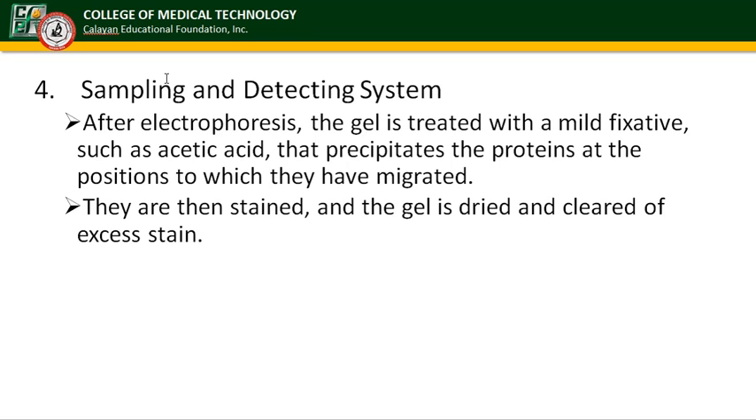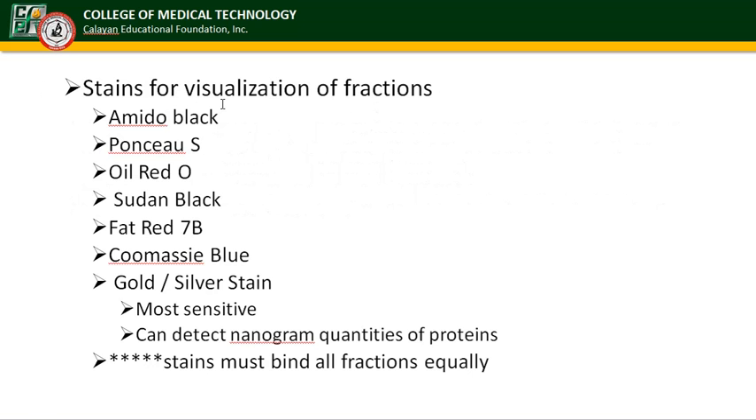So, they are stained and the gel is dried and cleared of excess stain. Tapos yung stain na yun, yung ating i-check para sa ating concentration. So, stains for visualizing of fractions. So, amido black, Ponceau S, oil red O, Sudan black, fat red 7B, Coomassie blue, gold or silver stain. So, gold and silver stain are the most sensitive and they can detect nanogram quantities of proteins. So, all stains must bind all fractions equally.